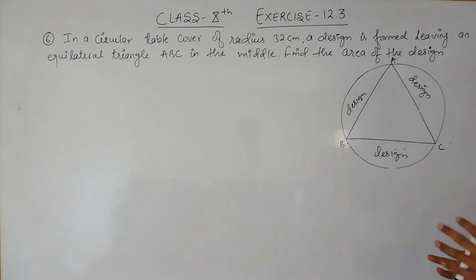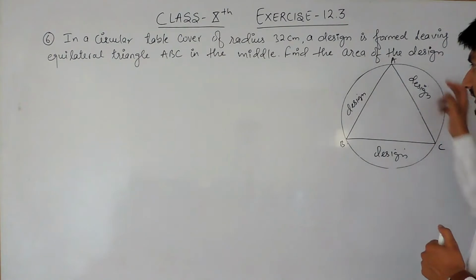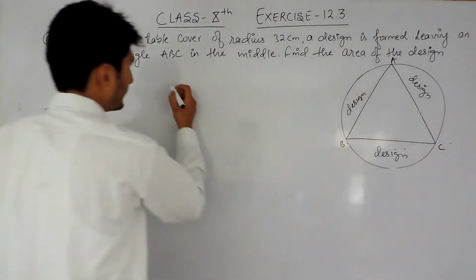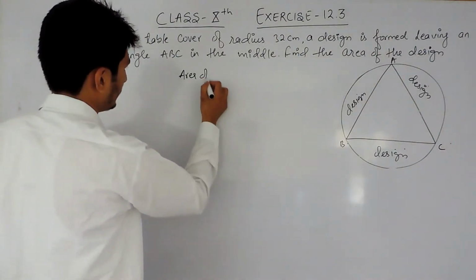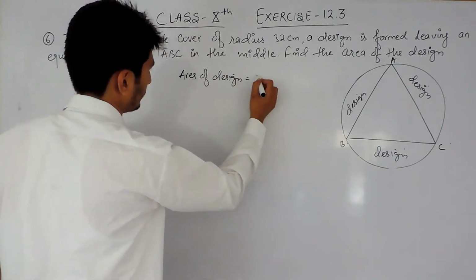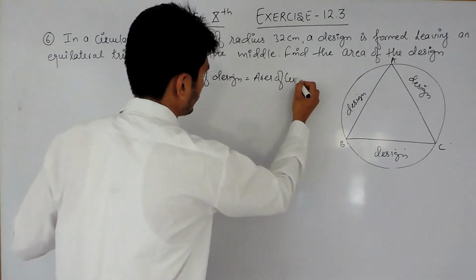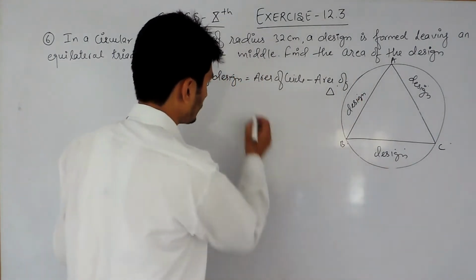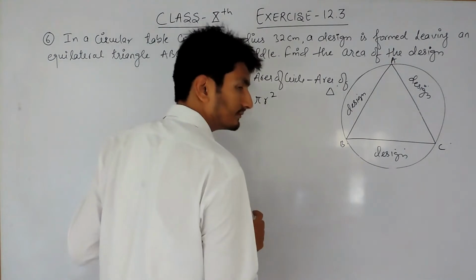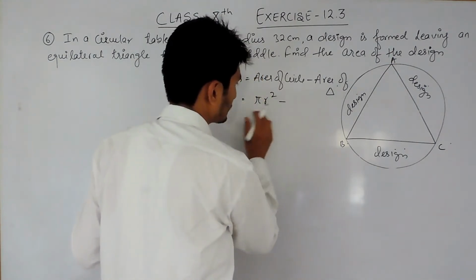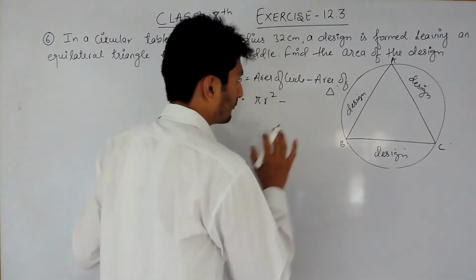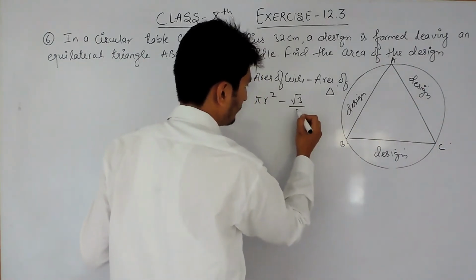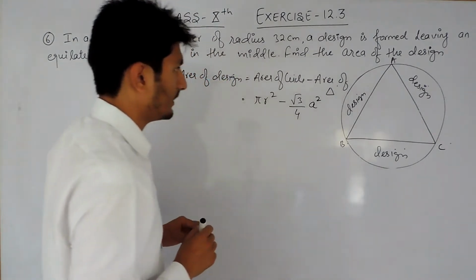Okay. Now, for the area of a circle, we know the radius. So here I can say that area of design will be equal to area of circle minus area of triangle. Here the area of the circle is pi r square. I know the radius, so I can substitute the value and find the area of the circle. But for the area of the triangle, because this is given as an equilateral triangle, I have to substitute the formula for the area of an equilateral triangle.